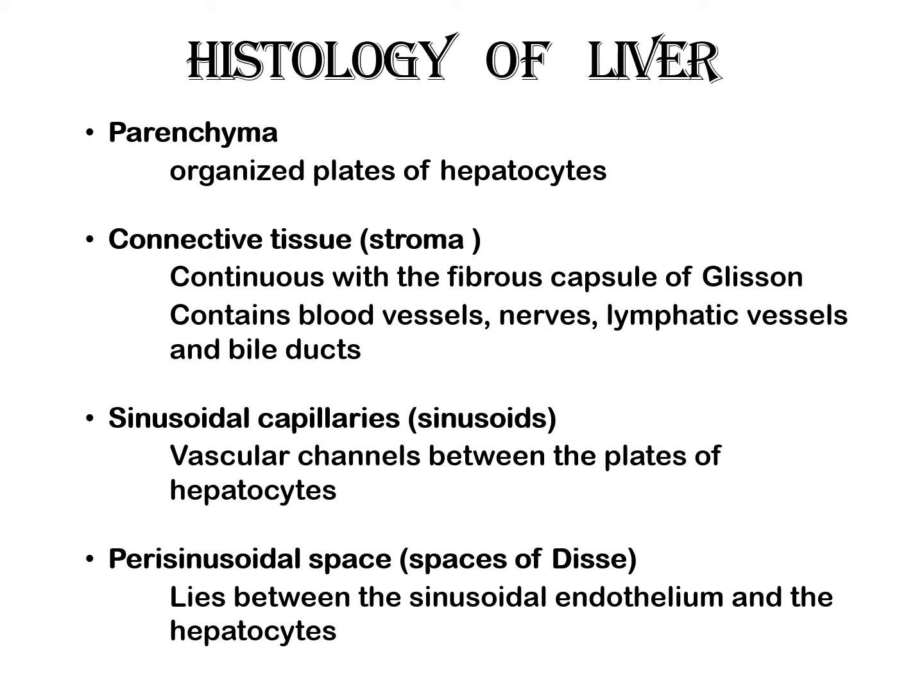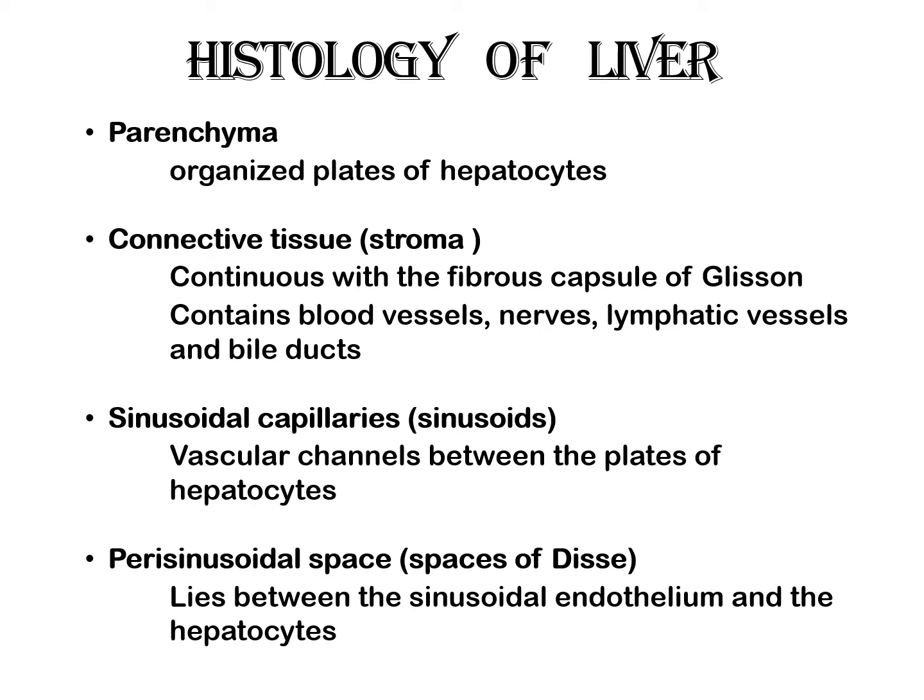The third structure is called sinusoids or the sinusoidal capillaries. Sinusoids are vascular channels between the plates of hepatocytes, and they receive blood from the terminal branches of the hepatic artery and portal vein at the periphery of lobules, and they deliver it into the central vein. Sinusoids do not have a basement membrane.